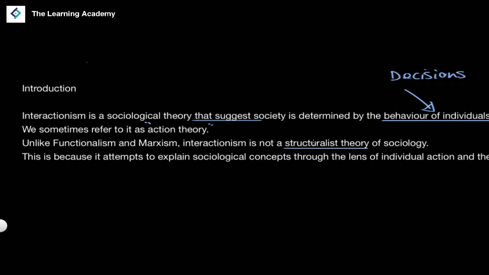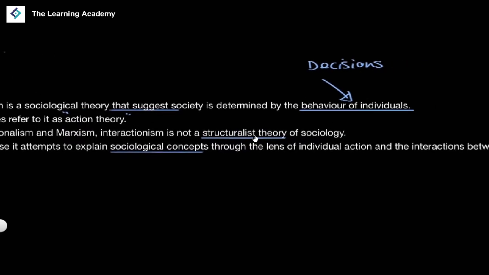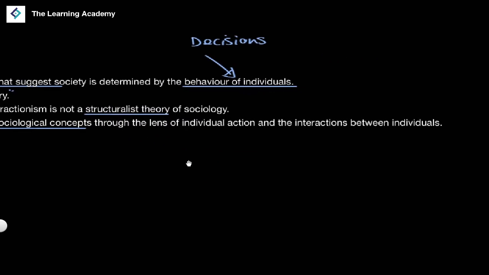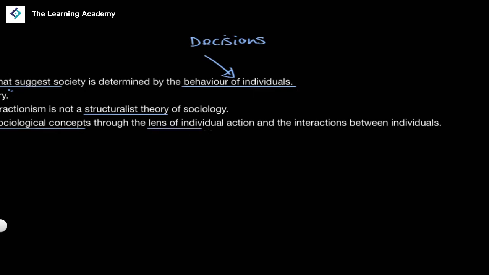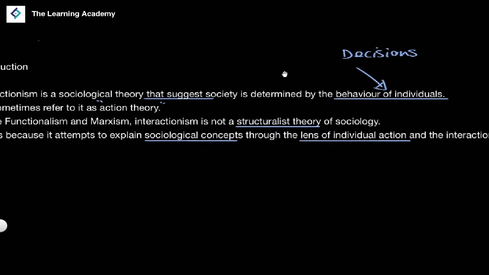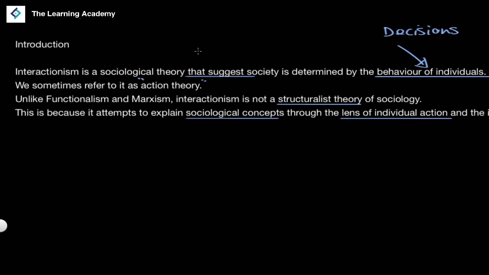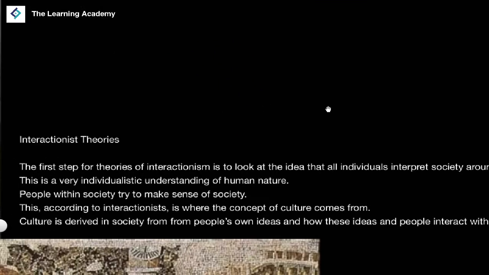Interactionism is not a structuralist theory of sociology because it attempts to explain sociological concepts, but rather than looking at things such as the structures within society, it looks at it through the lens of individual action and the interaction between individuals, which is why we call it interactionism. It's supposed to be quite an individualistic theory. And that's what's important about it and how it differs from these other areas of sociology.